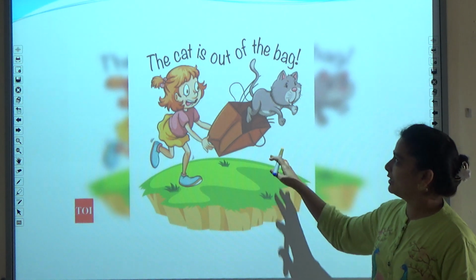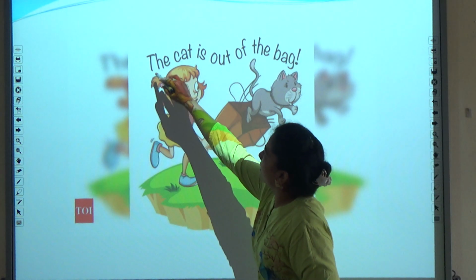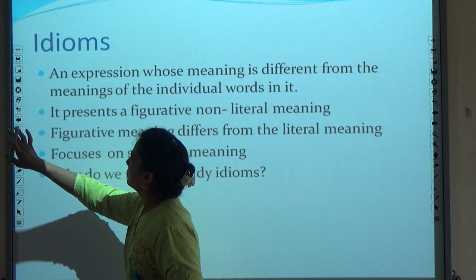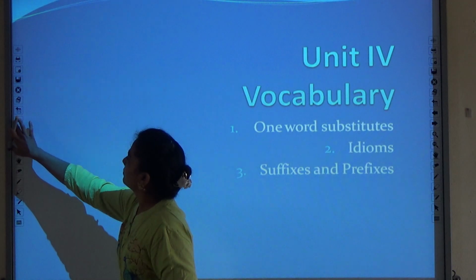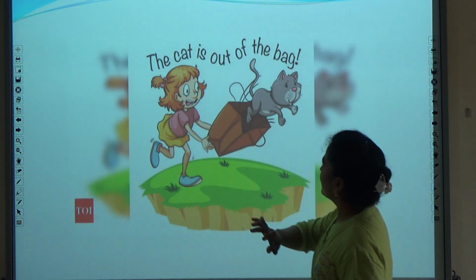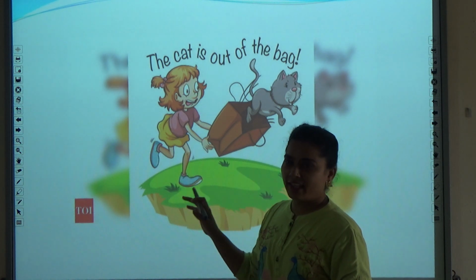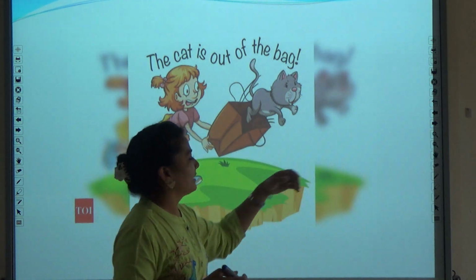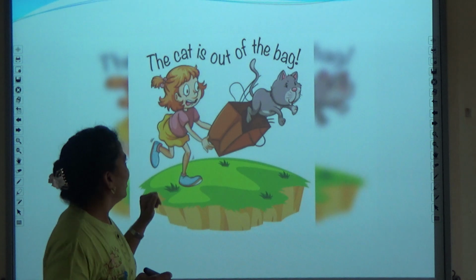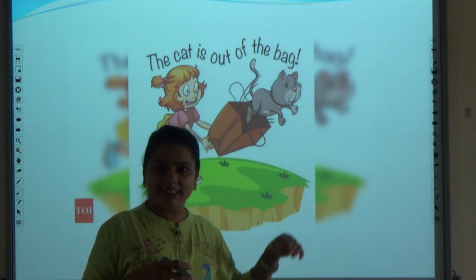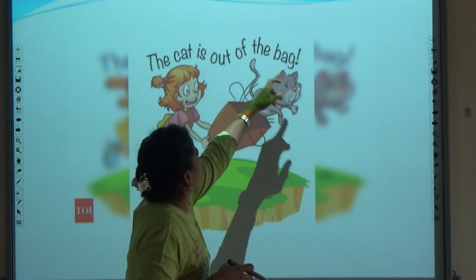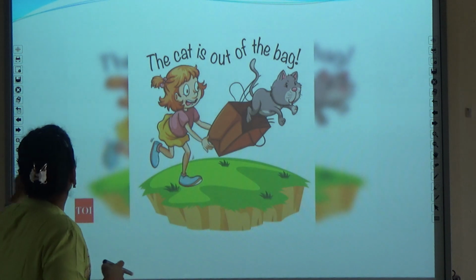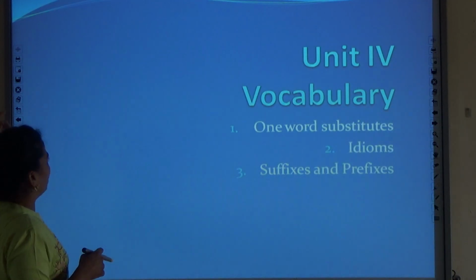What you can see in this another picture, and here something is written over here, the cat is out of the bag. The small girl is there, and then there is a bag in her hand, and one cat is coming out of the bag. So the cat is out of the bag. So what exactly this small phrase is telling you, and what can we call this small phrase? So let us go through.